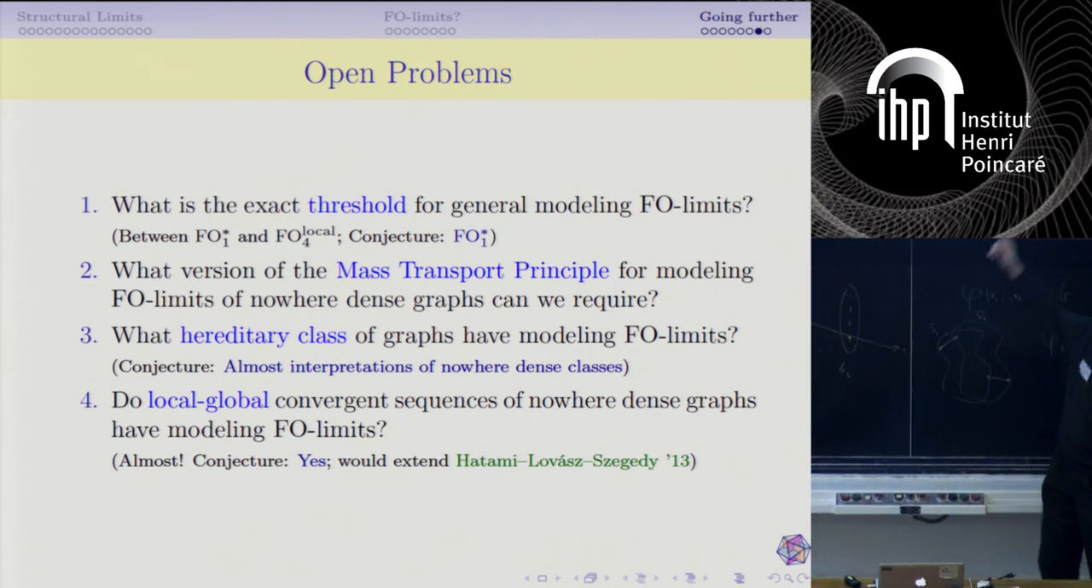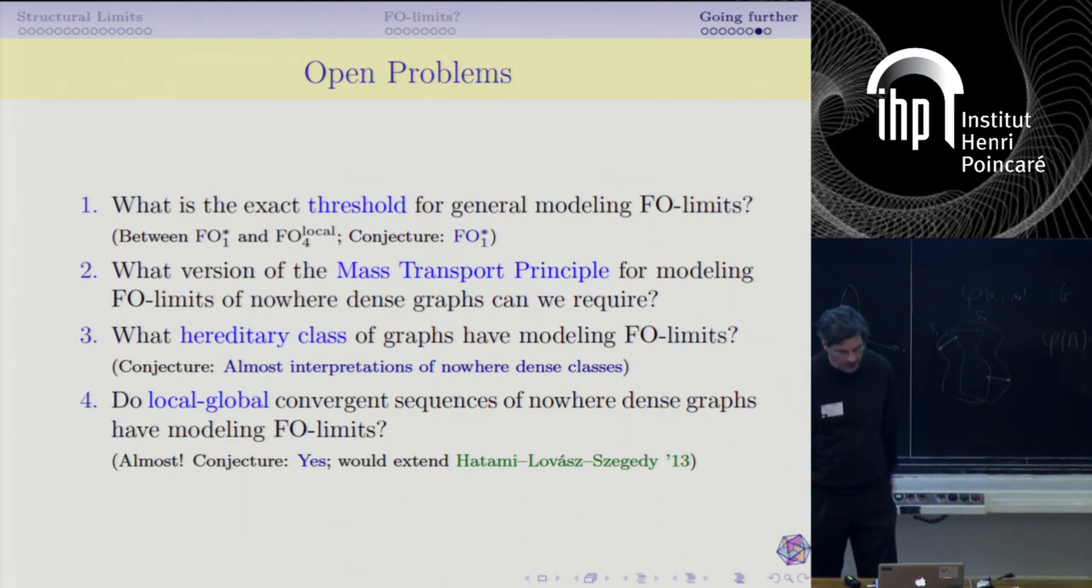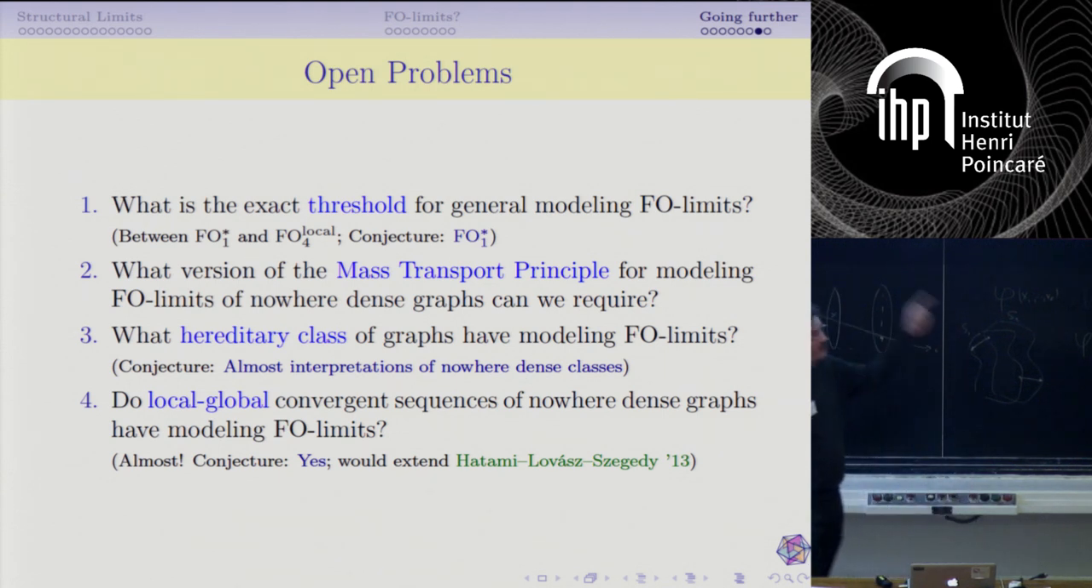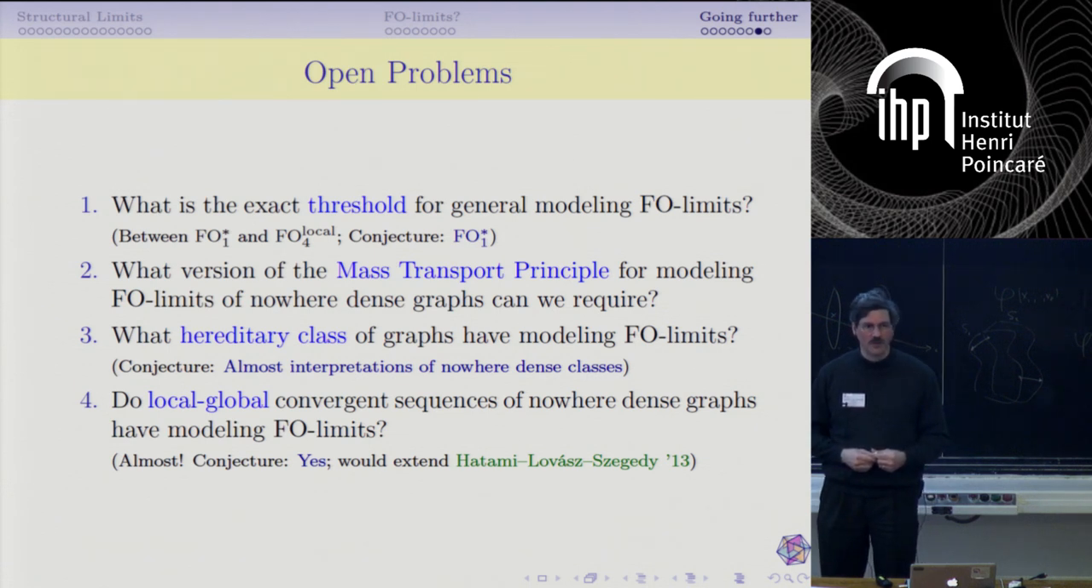And I will mention there are some other open problems, but I don't have too much time to speak about them. Simply, the first open problem is, what is the limit? Somehow, what is the threshold for this general modeling limit?